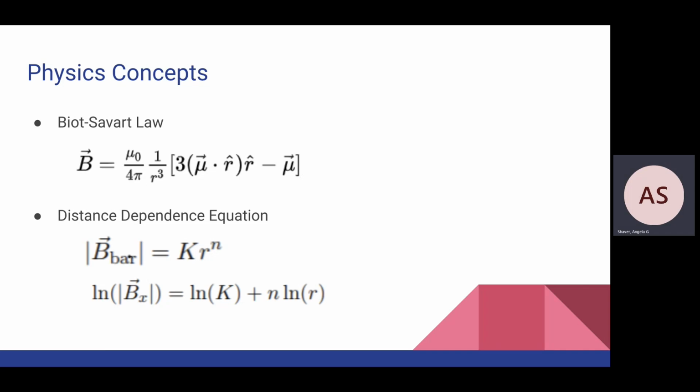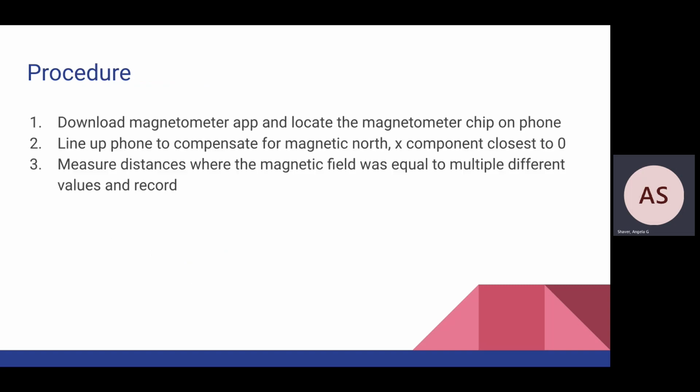So the physics concepts that were important in understanding this lab were the Biot-Savart law, which is just used to find the magnetic field of a dipole, and then the distance dependence equation, which can be written in the two forms shown at the bottom.